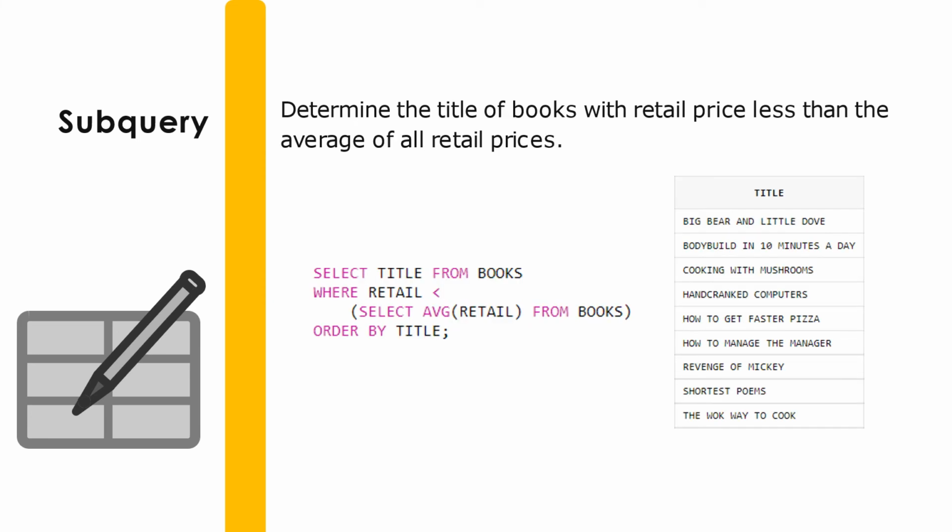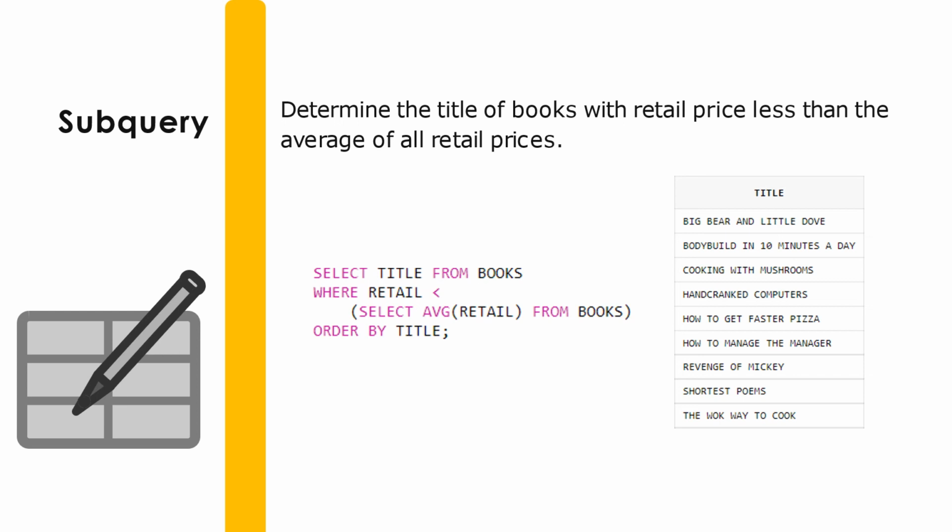In another example, if you would like to determine the titles of books with retail price less than the average of all retail prices, we can do so using the following. First, let's take a look at our inner query. In our inner query, we're computing the average retail price from our books table.